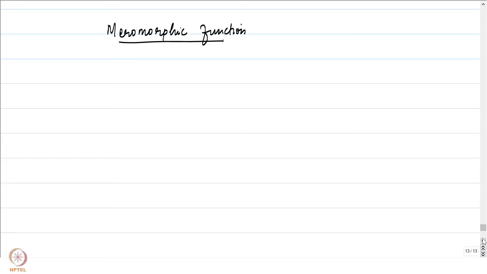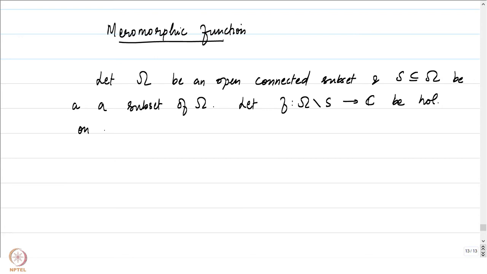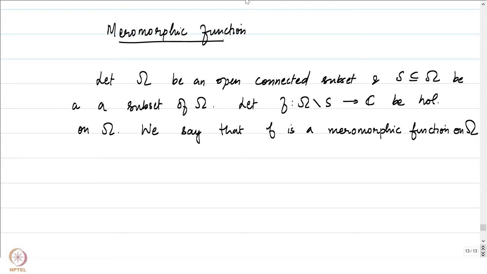We will stick to open connected subsets in this lecture from now on. So, let omega be an open connected subset, and let S be a subset of omega. And suppose we have a function f which is defined on omega minus S and is holomorphic on omega minus S. We then say that f is a meromorphic function on omega, notice the terminology, if the following two conditions are satisfied.